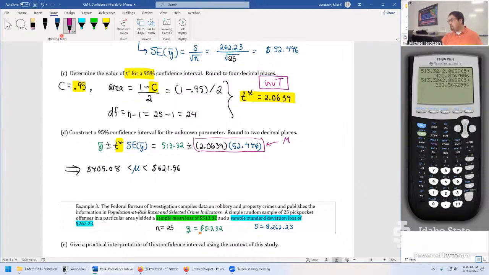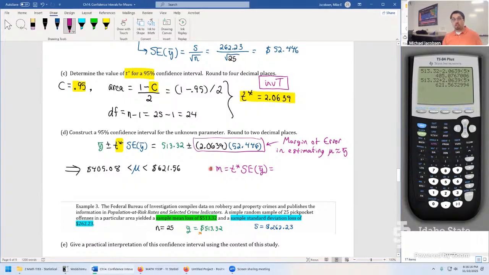So this is the margin of error in estimating mu with y bar, the sample mean. It's often written as a lowercase m, and its formula is t star times the standard error of y bar. So you'd really just be multiplying these two things together to get your margin of error when it comes up.